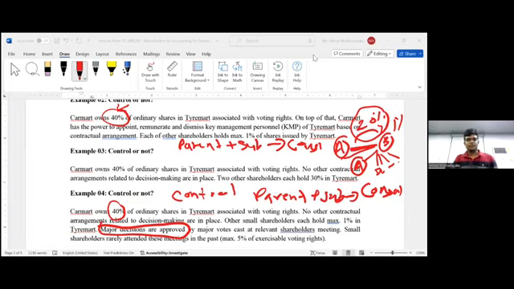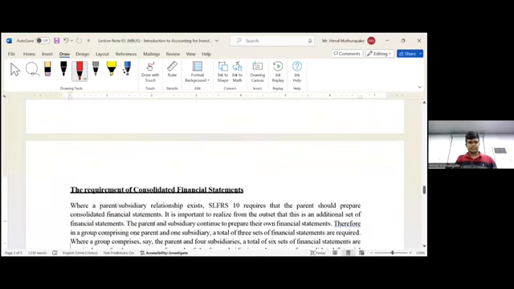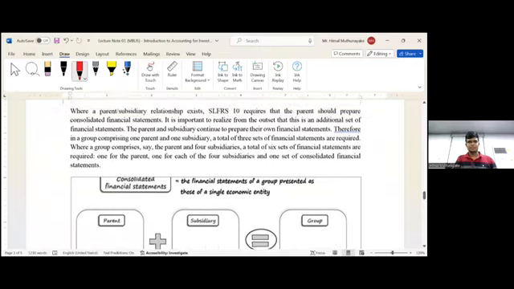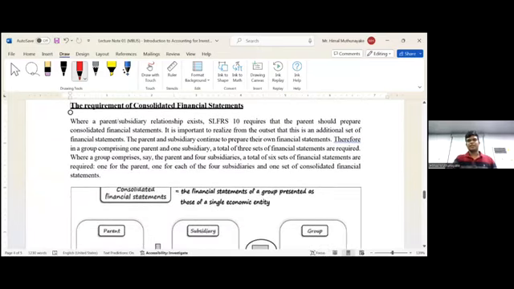Okay, so I'm moving to topic number 2. Before that, I have another question, I think. The next part: now we know the concept of control. If you have control over another company, that means we need to prepare the consolidated financial statements.